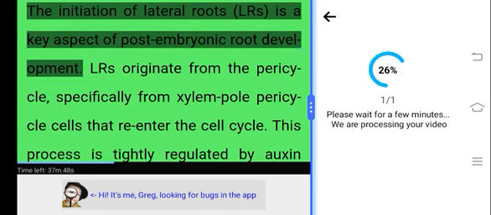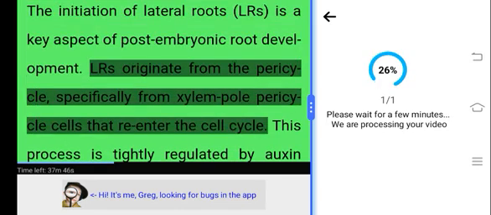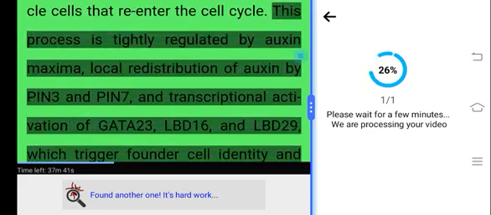The initiation of lateral roots (LRs) is a key aspect of post-embryonic root development. LRs originate from the pericycle, specifically from xylem pole pericycle cells that re-enter the cell cycle. This process is tightly regulated by auxin maxima, local redistribution of auxin by PIN3 and PIN7, and transcriptional activation of GATA23, LBD16, and LBD29, which trigger founder cell identity and division.